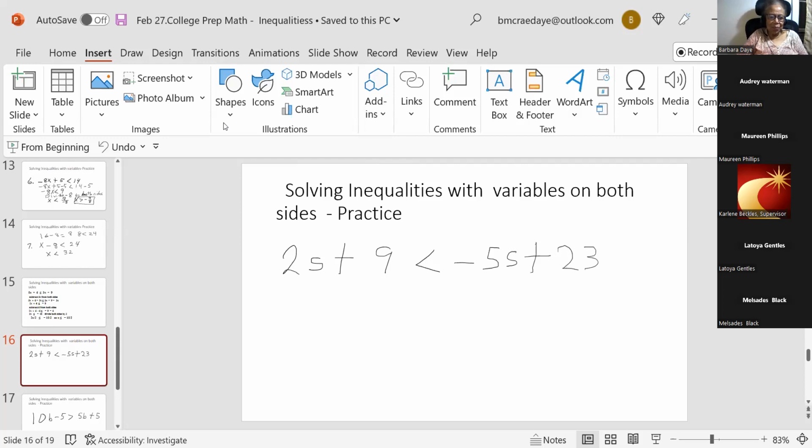Maureen, you working on it? Yeah, I'm trying. Okay, very good. That's all you can do. Audrey, how you doing? So so. You got started? Yes. 2s plus 9 less than minus 5s plus 23. So you want to get these two s expressions together, and you want to get the 9 with the 23. So decide what operations you have to do to make that happen.